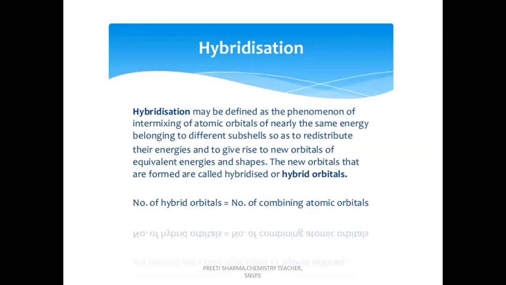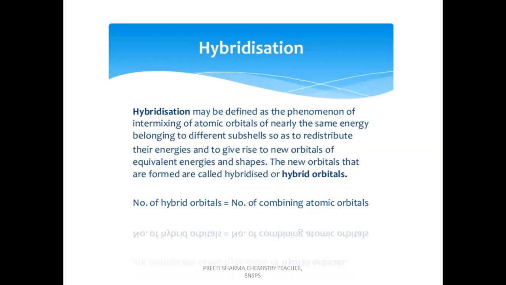For example, if one s orbital reacts with one p orbital, the shape of the s orbital is spherical and the shape of the p orbital is what? We have done that, dumbbell, right? We have done this in our second chapter, the shape of orbitals. So when the two orbitals combine, what happens, students? They are of different energy and different shape, dumbbell shape and spherical shape. But when they mix together, they form the same shape. There is nothing different in the shape, only one shape is formed.